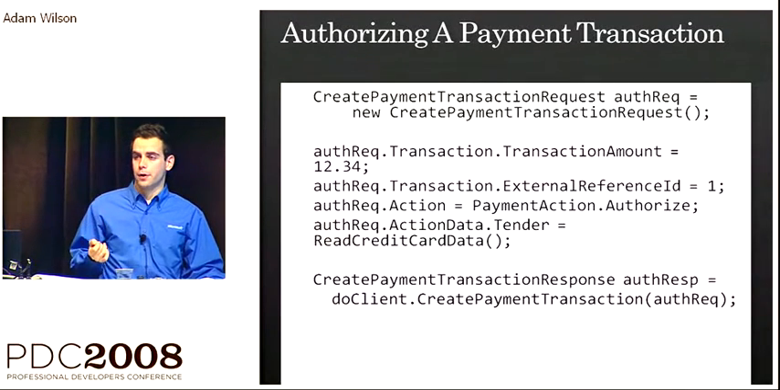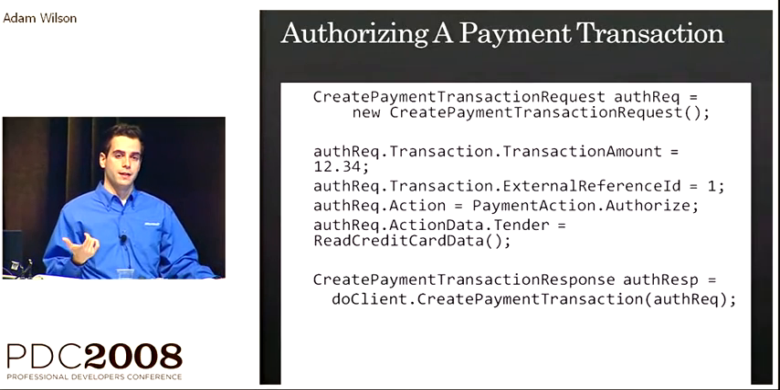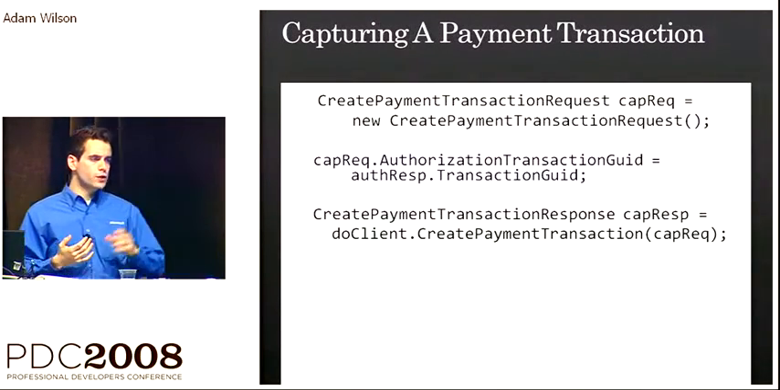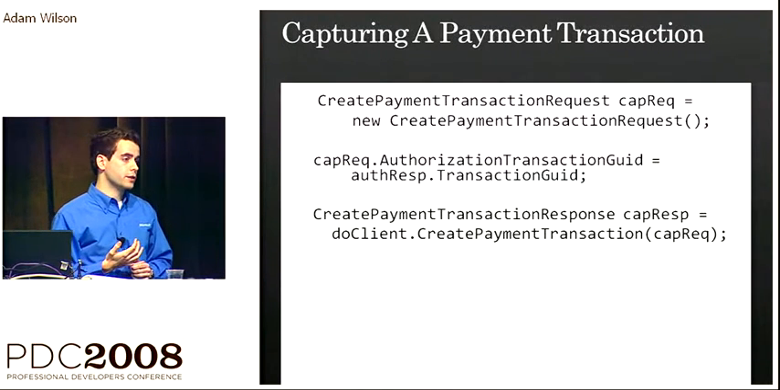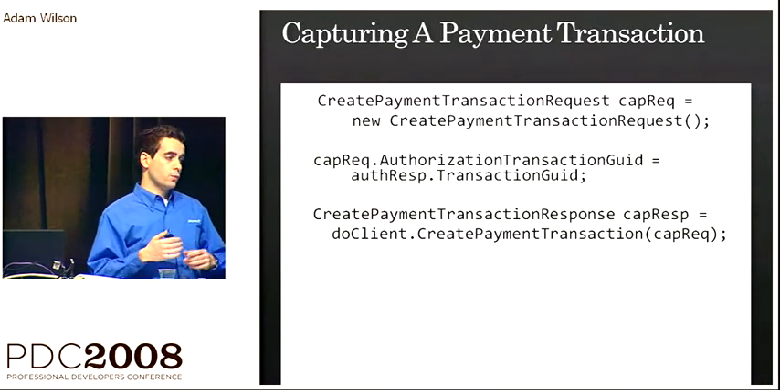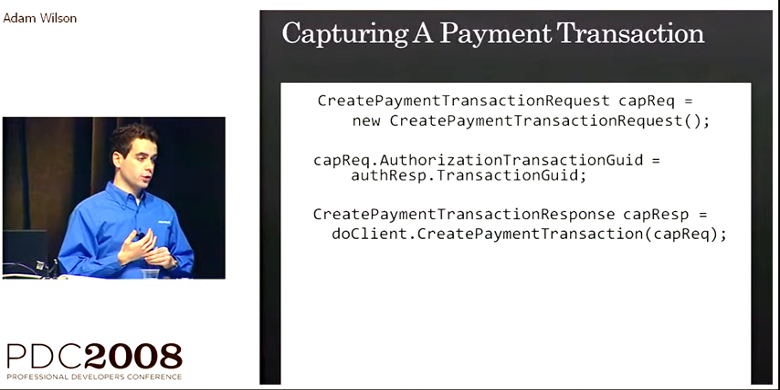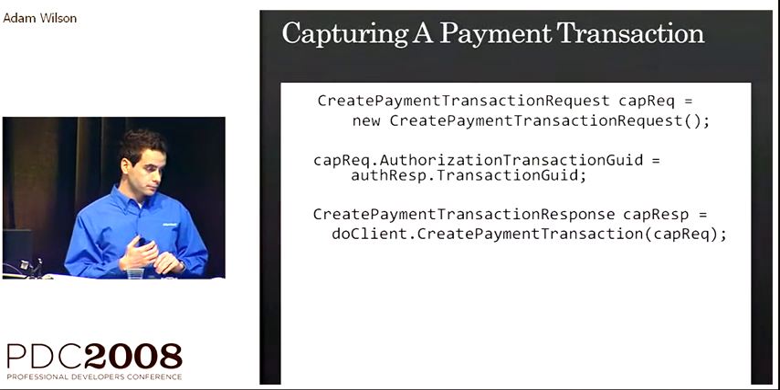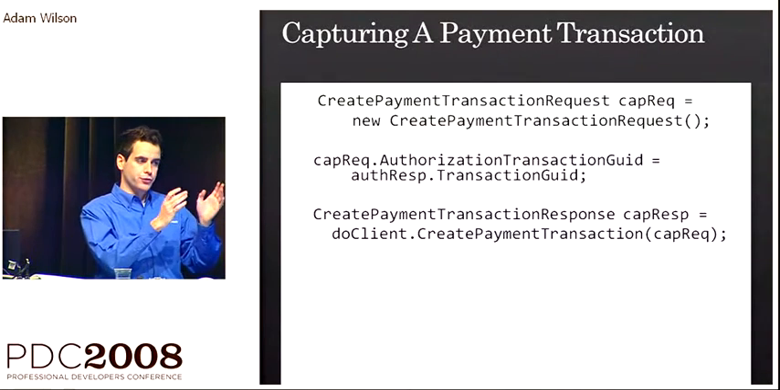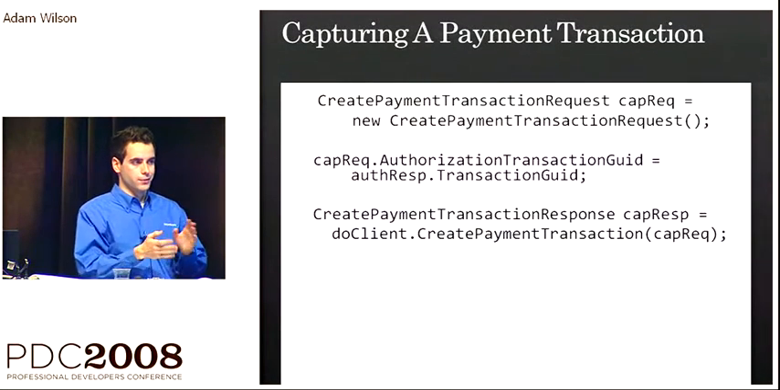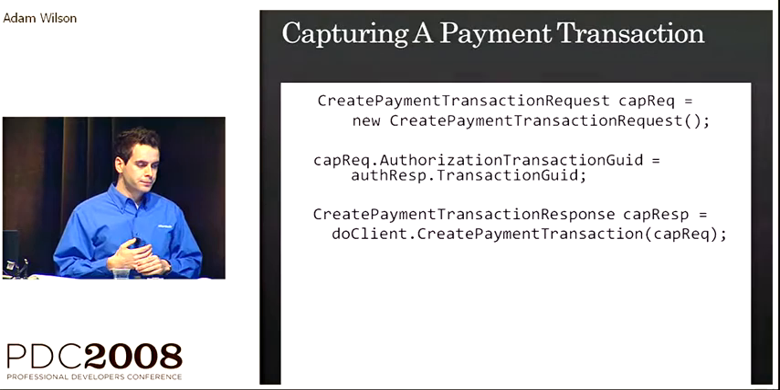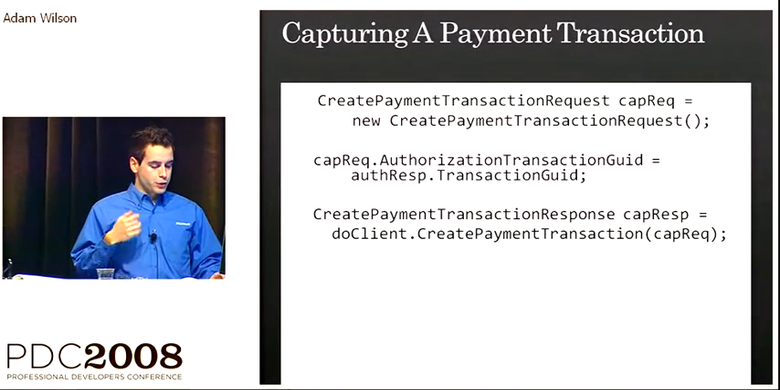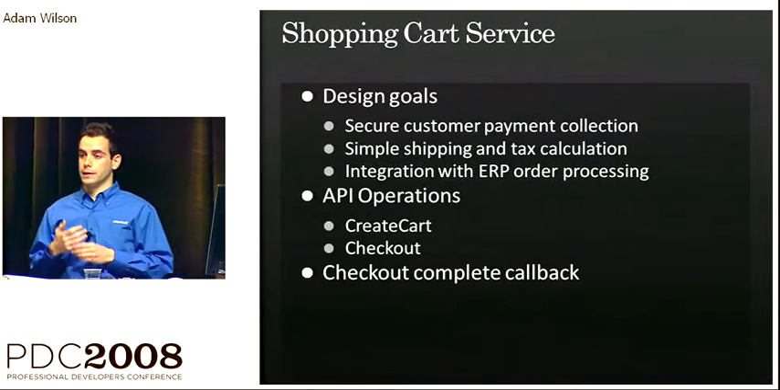And that authorization response contains a GUID for this transaction that you can use later to do that capture. So here I just show that capture request. And we just set the authorization transaction GUID, and we call our service. And we're going to do the capture there. I've omitted a few details around authentication, but this is the crux of what you'd have to do. But really, we think if you're building an e-commerce solution, the shopping cart is a much more compelling way to integrate.